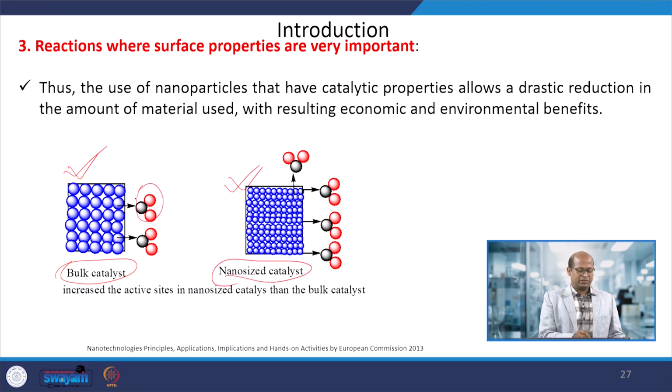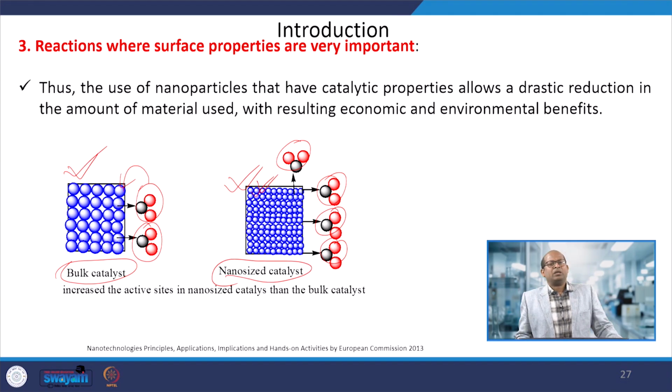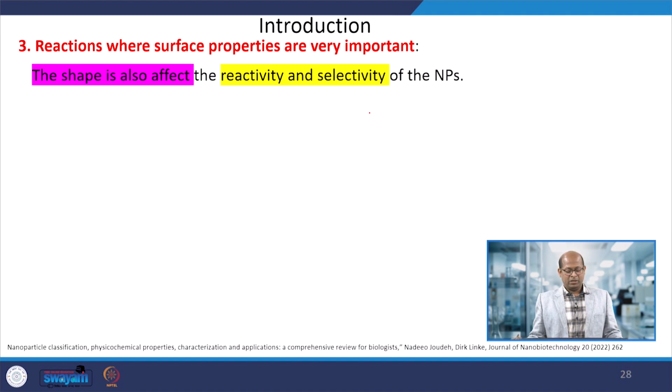Here, suppose these are the reactants. Two reactants are attached to the surface of the bulk catalyst, since the number of sites is less. When it is converted into nanomaterials, the number of active surface sites will increase, and then more molecules will be attached to the surface. As a result, if we want to develop any device using that material, such as a sensor or catalyst, the number of responses would be higher in the case of a nano size catalyst.